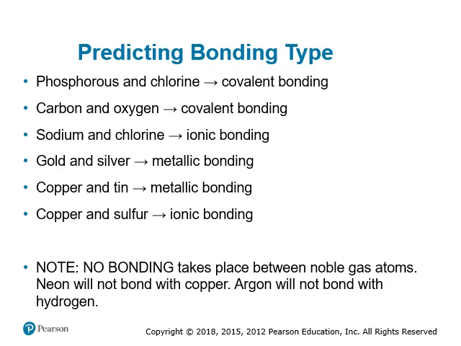Sodium and chlorine, as we saw in the previous example, are a result of a metal interacting with a nonmetal, resulting in ionic bonding. Copper and sulfur, similarly, are going to result in ionic bonding. While things like gold and silver interact metallically, copper and tin interact metallically.